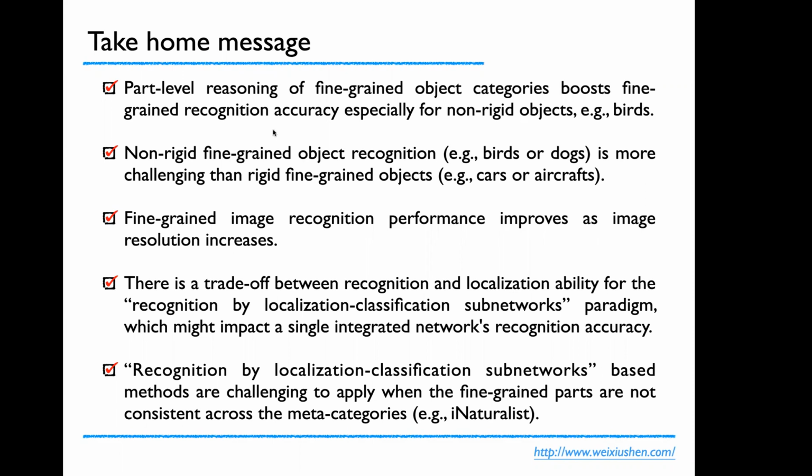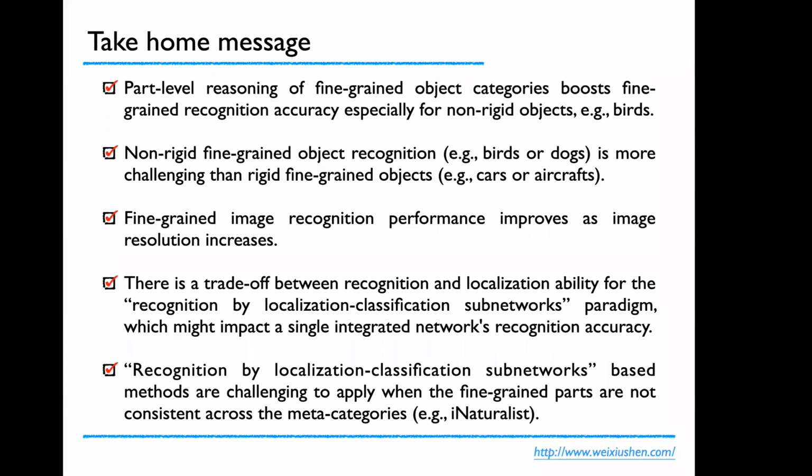The second one is that non-rigid fine-grained object recognition, like birds or dogs, is more challenging than rigid fine-grained objects like cars or aircraft. That is to say, the challenges might be partly due to the variations in object appearance or object poses. And the third one is that fine-grained image recognition performance can be improved by increasing the image resolution. And some results of fine-grained competitions also verify these observations.